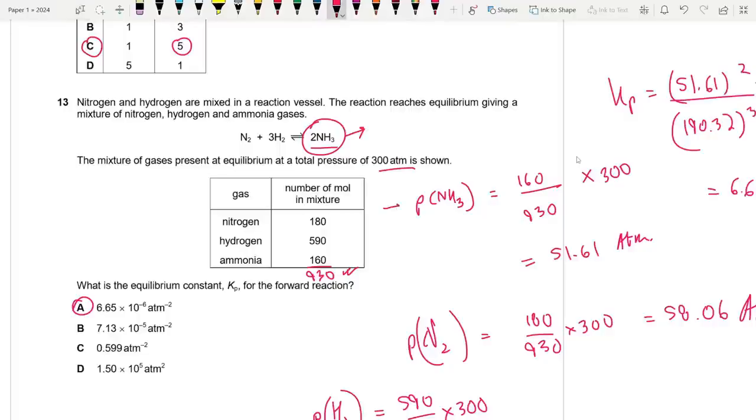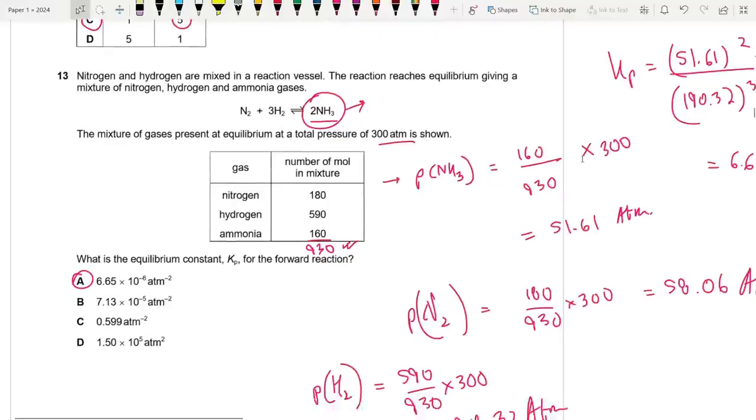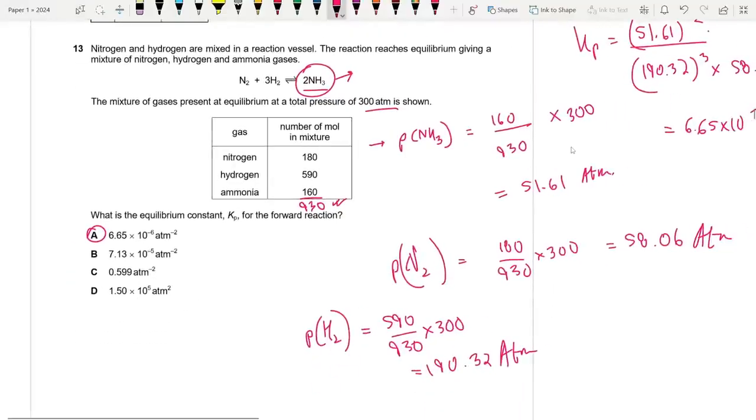So for ammonia, the mole fraction is 160 by 930 times 300, which is 51.61 atm. And then for nitrogen, similarly, it is 180 by 930 times 300. And for hydrogen, finally, it's 590 by 930 times 300, which is 190.32 atm.